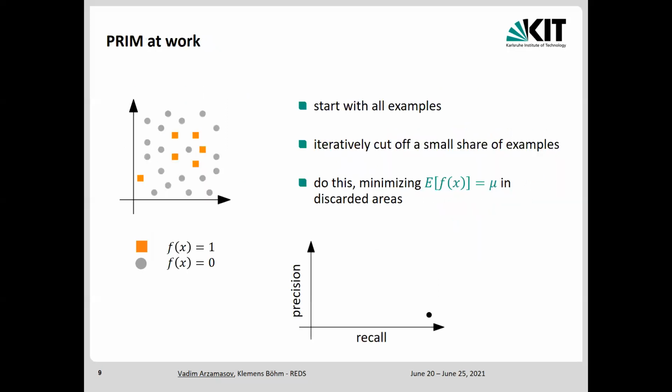Let us have a closer look at how the conventional scenario discovery method PRIM works. It starts with all examples, then it iteratively cuts off a small share of points, and it does so such that the expected value of function f of x in the discarded areas is as small as possible.